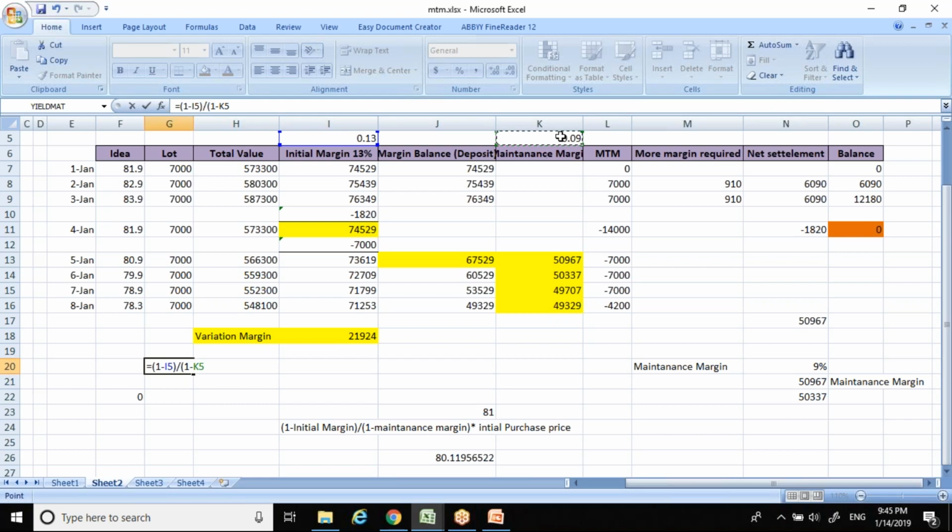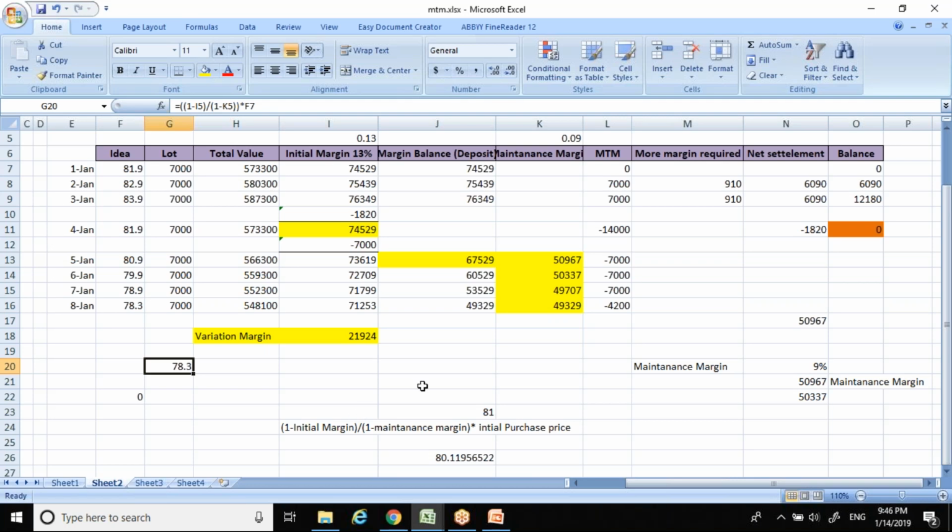Yeah, so 0.09, and then you simply multiply it with the purchase price. I need to put an extra bracket here and then multiply it with the initial purchase price. So this is the initial purchase price. I get 78.3, exactly the same number as here, both are the same. So at 78.3, I'll get a margin call.